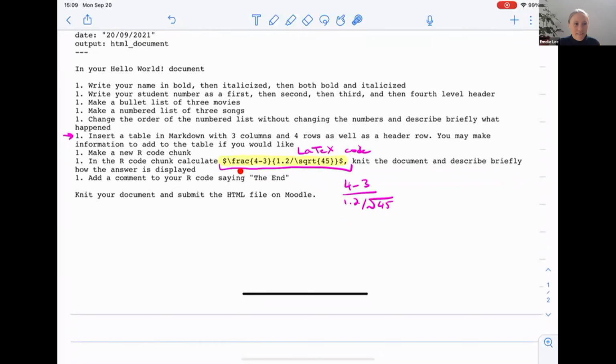Okay. And then I wanted to end it. I want you to add a comment to your R code saying the end. And then knit it, make sure it looks the way you want it to, producing the tables and they look the way you expect them to, and then submit that HTML file on Moodle. So if you have any questions about that, let me know.